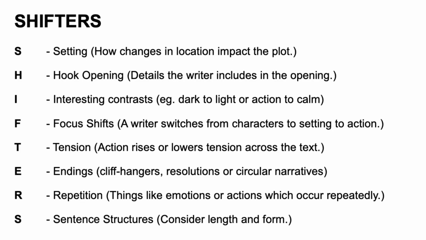E for endings. These could be cliffhangers, resolutions, or circular narratives, returning to ideas which were established at the beginning. R for repetition, things like emotions or actions which occur repeatedly. And S for sentence structures, where a writer uses longer, complex sentences to give key insights, or perhaps shorter, simple sentences to add drama or pace.